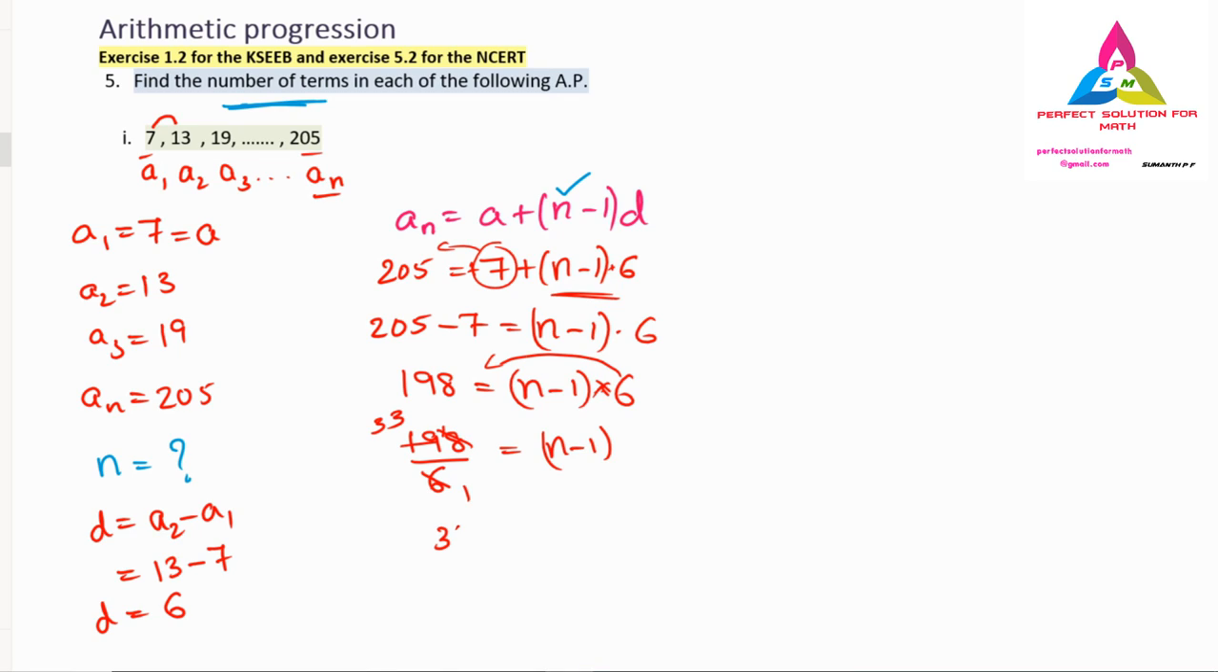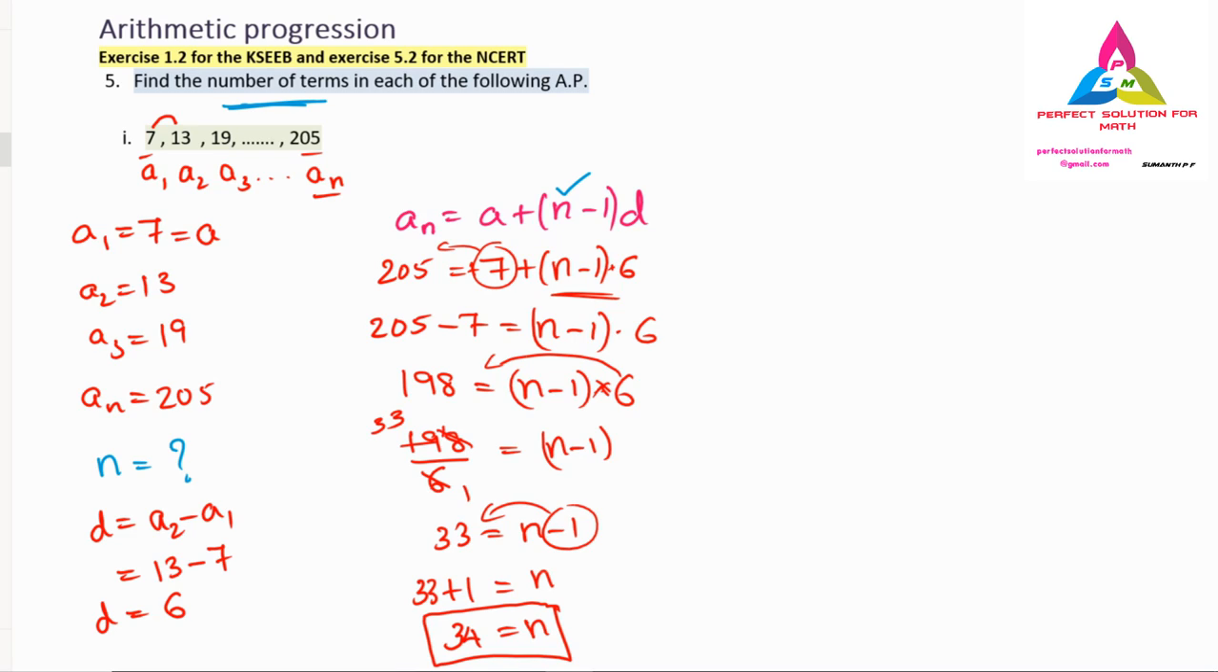So 33 is equal to n minus 1. Lastly, the only unknown thing we have to keep is n. This minus 1 we have to shift. So 33 plus 1, when you shift the minus to this side, it will become plus. So 34 will become the n value. So this is our final answer.